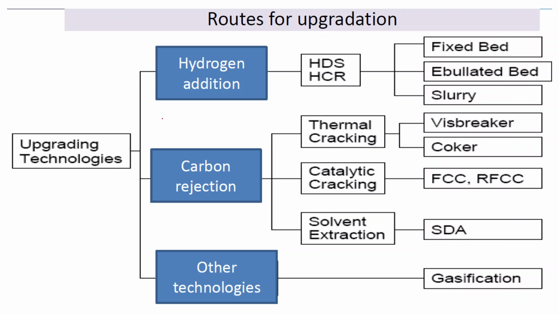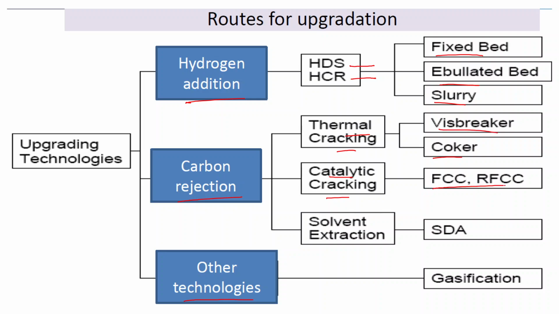Basically, it consists of three techniques. The first one is hydrogen addition, then carbon rejection, and some other techniques. Hydrogen addition is basically where we introduce hydrogen, which is hydrodesulfurization and hydrocracking, and it is done in three ways: fixed bed, ebullated bed, and slurry bed. And the carbon rejection method is removal of carbon, which is thermal cracking or catalytic cracking. Thermal cracking is of two types, that is visbreaker and coker.